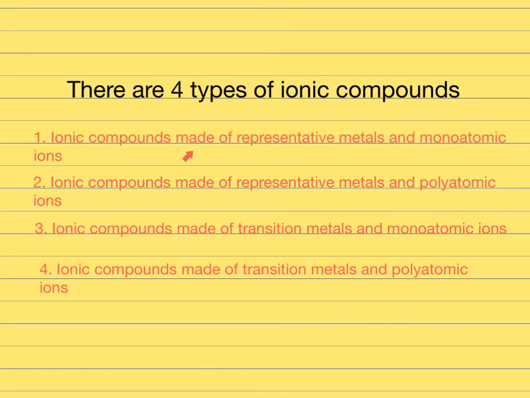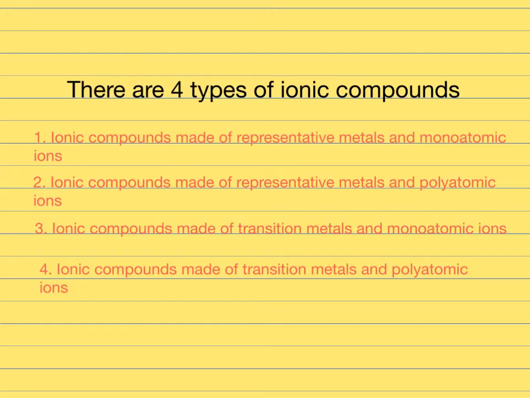In addition, we have another type of ionic compound that is made of transition metal and monoatomic ions. Every time that you have an ionic compound that is made of a monoatomic ion, these ionic compounds are known as binary salt. Binary means two, because you're going to have only two elements involved in that compound. You're going to have the metal, which could be representative or transition, and then only one non-metal involved in that compound.